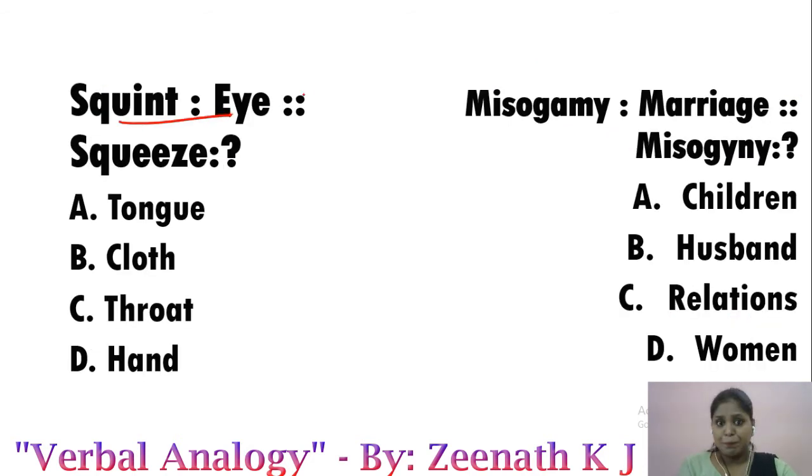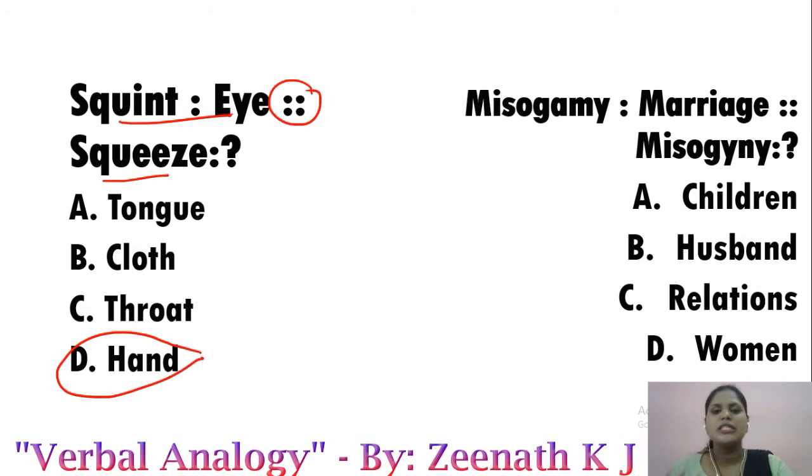Squint is to eye as squeeze is to what? If you squint your eyes, yes, you can actually squint your eyes. Squinting is connected to eyes, which is a body part. Likewise, squeezing is connected to which body part is the question they're asking. You never squeeze your tongue or cloth or throat. The only body part you use to squeeze is your hands. You always squeeze your hands. We do that, right? So the answer has to be option D.